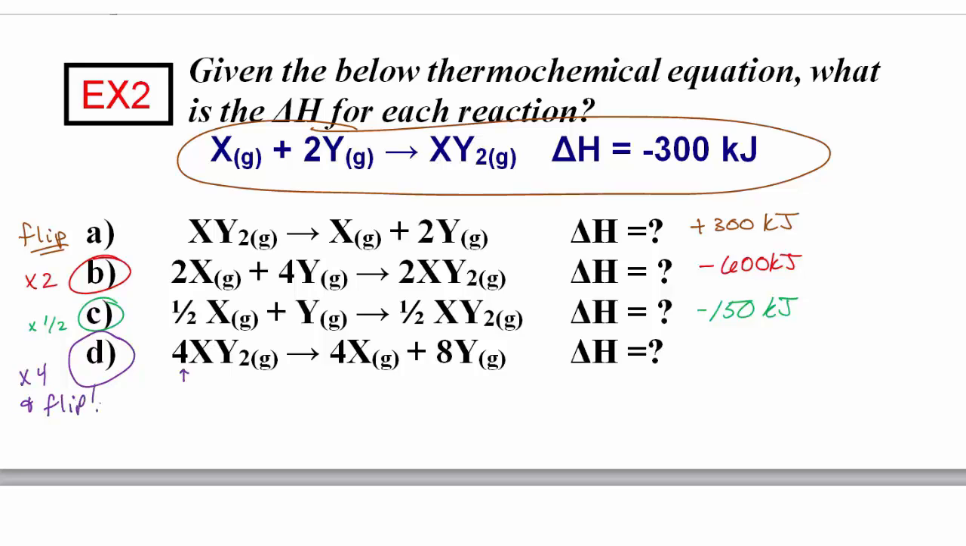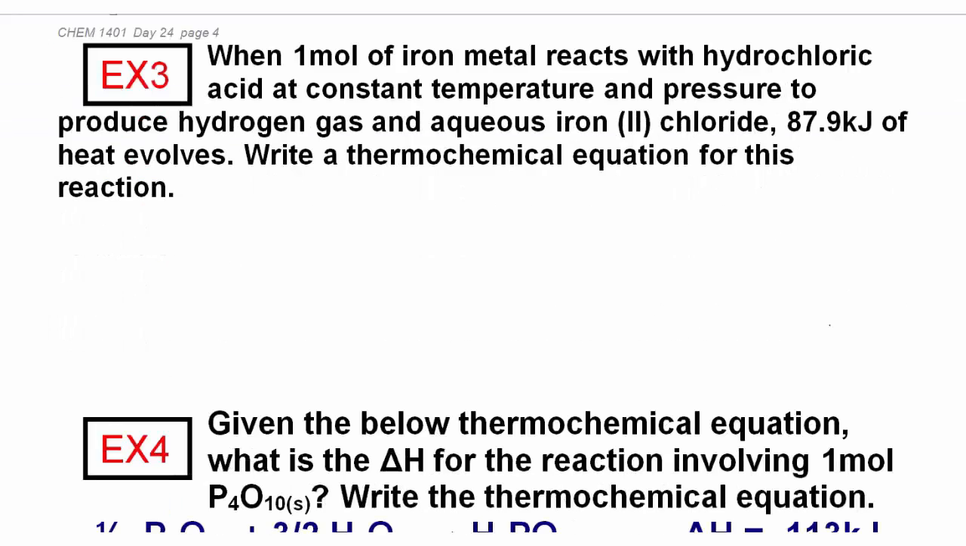So all we do is multiply our delta H by 4 and flip the sign. Positive 1200 kilojoules. When 1 mole of iron metal reacts with hydrochloric acid at constant temperature and pressure to produce hydrogen gas and aqueous iron 2 chloride, 87.9 kilojoules of heat evolves. Write a thermochemical equation for this reaction.